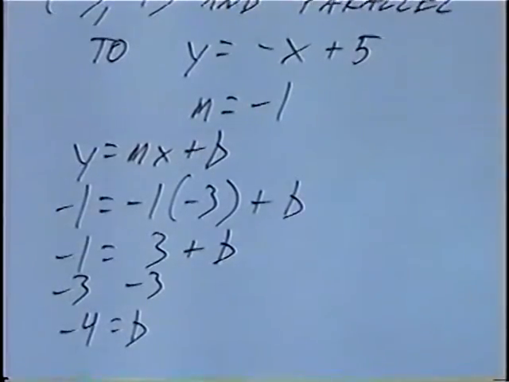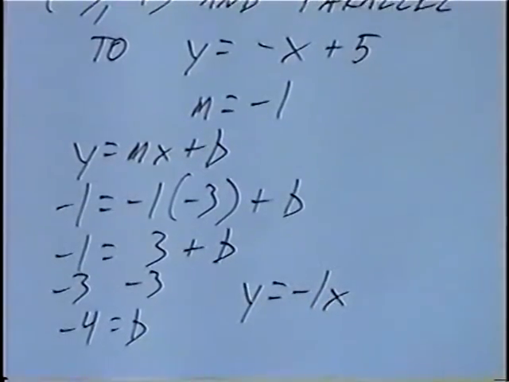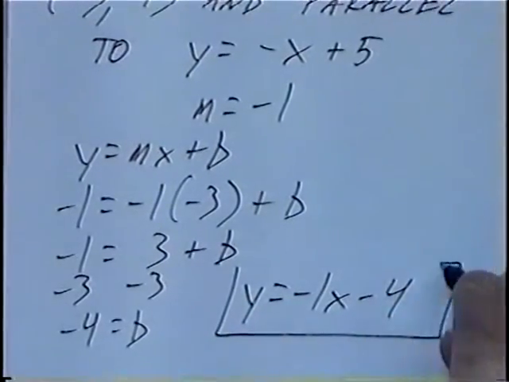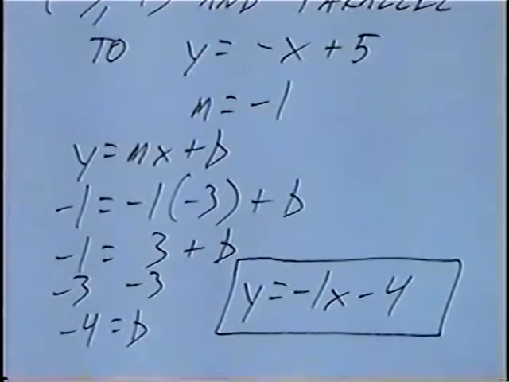The answer to the question again will be an equation, y equals, the m is negative 1, so negative 1x, and the b value we found was negative 4. So the equation y equals negative x minus 4 would be the answer.